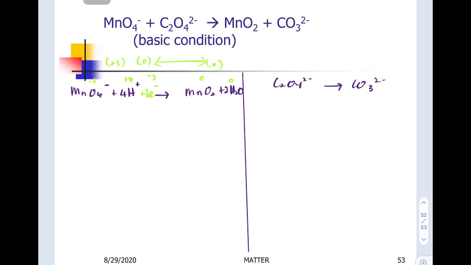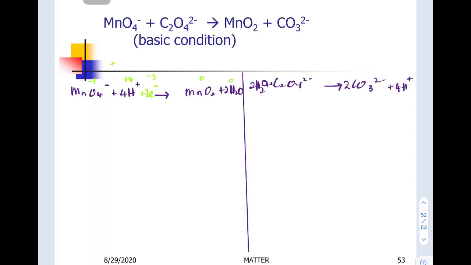C2O4 2 minus turns to CO3 2 minus. We observe that we have 2 carbon at the left and 1 carbon at the right, so we will put 2 in front of the carbonate. Then we balance the oxygen. The left side we have 4 oxygen, the right side we have 6 oxygen. So we need to add 2 H2O at the left side, the side that lacks oxygen. Then balance the hydrogen. We look at the right side. We have no hydrogen and we have 4 hydrogen at the left, so we need to add 4 H plus to the right side.